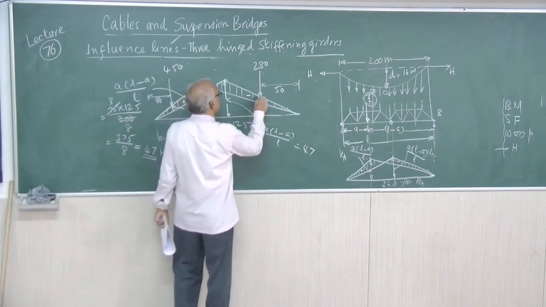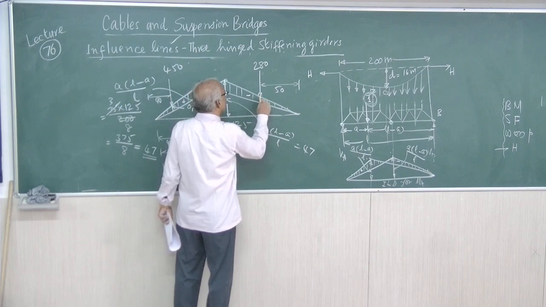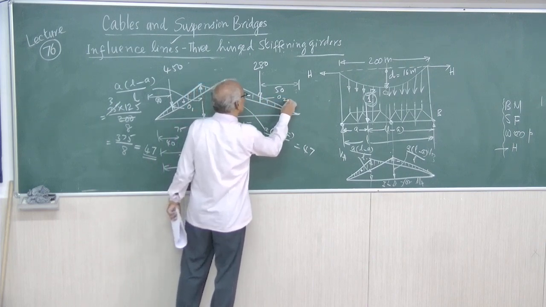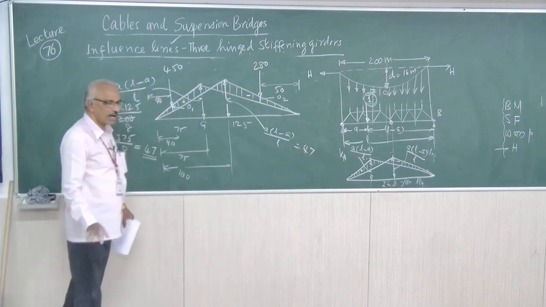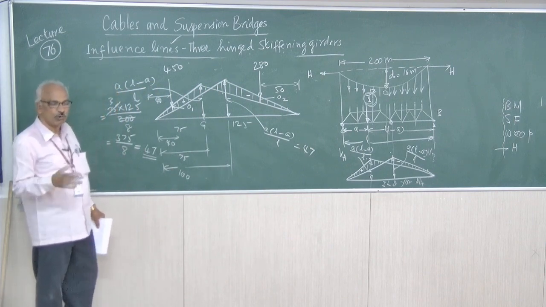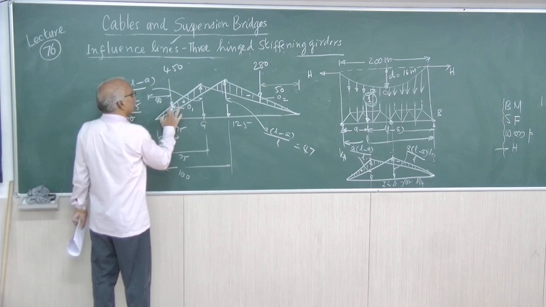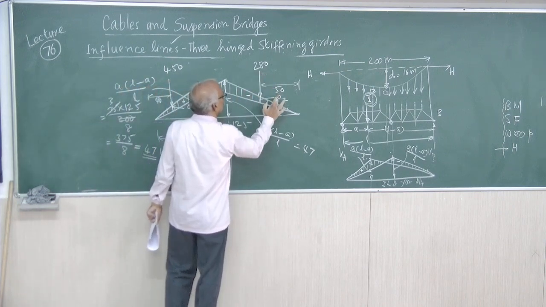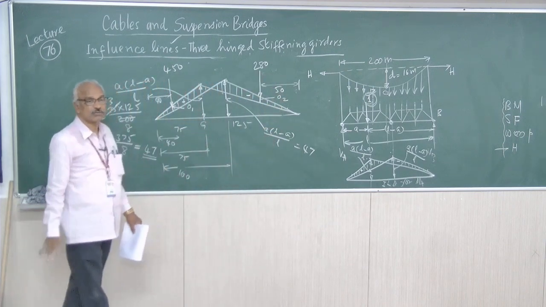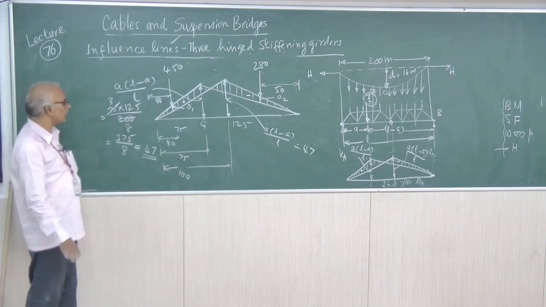Here also we have to find out the net ordinate here. The net ordinate we will call it as O2. Once we find out the value of O1 and O2, it's only a question of 450 into O1 plus 280 into O2. That will give the bending moment that we have calculated earlier. That's all. You have to find out the net ordinate.